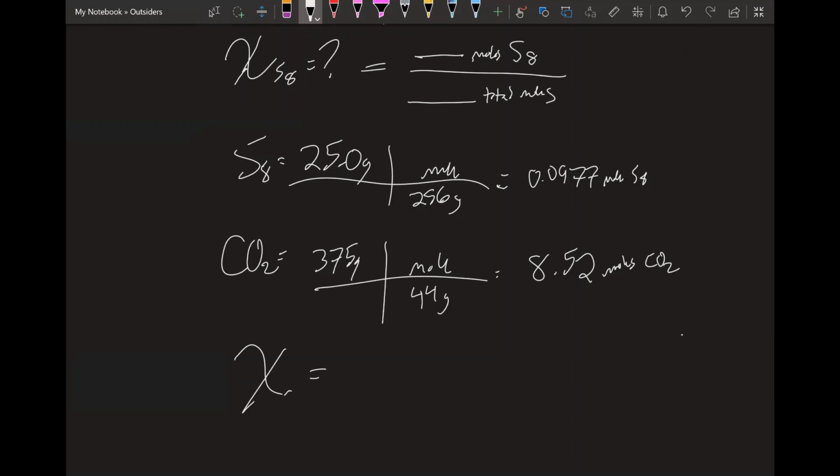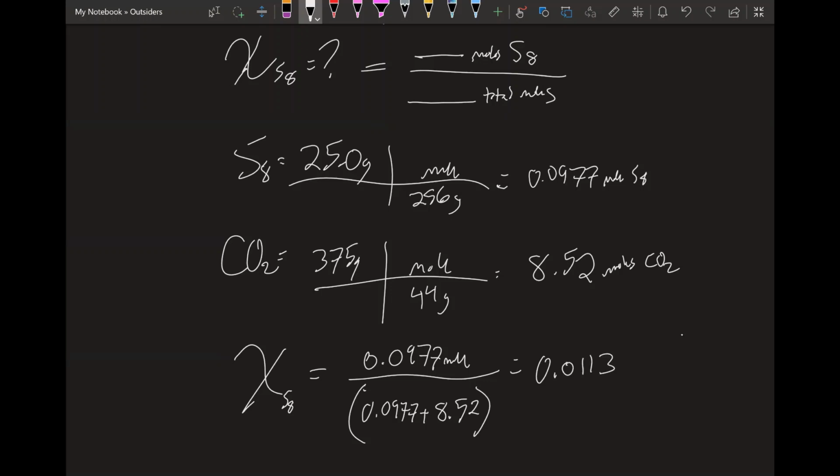So the mole fraction of sulfur is equal to 0.0977 moles divided by 0.0977 plus the 8.52. You can see this isn't going to change it much. So we should expect a pretty small number here. And that gives me a mole fraction of 0.0113. Now the mole fraction has no units, all right? So there aren't any units.